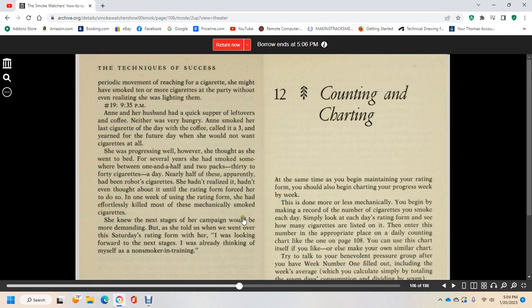She knew the next stage of her campaign would be more demanding, but she had told us she went over the rating form here, and she was looking forward to the next stage. She was already thinking about herself as a non-smoker in training.